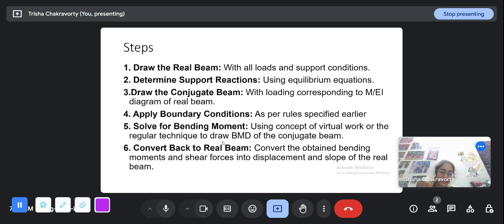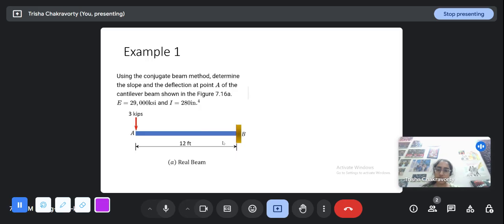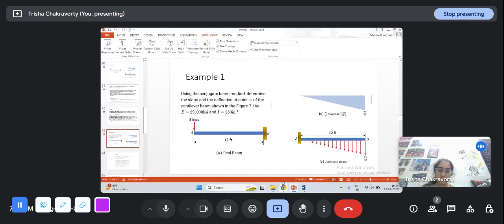Even though the loading pattern and the boundary condition change, the lengths and the relativity of each point remain. So if I say x meter from the left end in the real beam, it is x meter from the left end in the conjugate beam as well. So that is one simplicity. We are going to look at a few examples now.